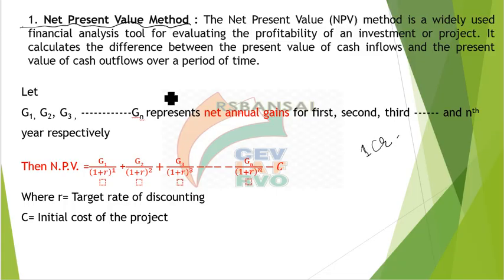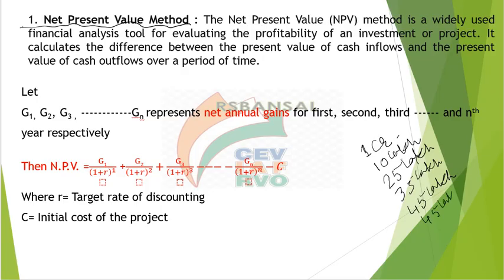in the first year gives you a return of 10 lakh. In second year it gives you a return of 25 lakh. In third year it gives you a return of 35 lakh. In fourth year it gives you a return of 45 lakh. And fifth year it gives you a return of 45 lakh again. And in the end you were able to sell it for a certain amount, say 1 crore 50 lakh.